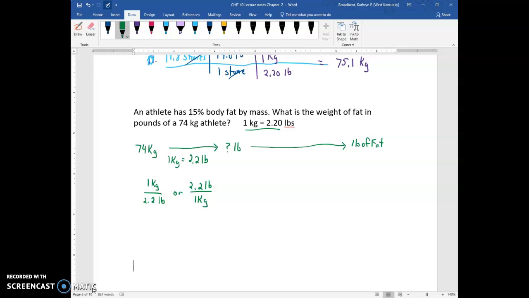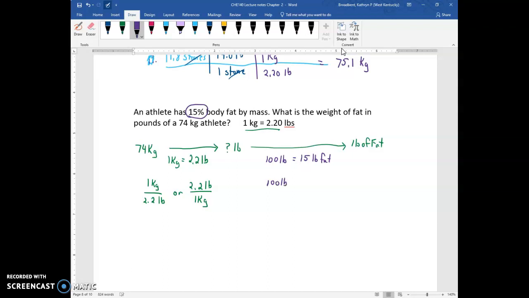For the second conversion, we're going to need to relate pounds of athlete to pounds of fat. Now let me change colors. 100 pounds of athlete is going to be equal to 15 pounds of fat. And I get that from this 15%. That's what that means, that if you have 100 pounds, 15 of it is fat. So it's 15%.